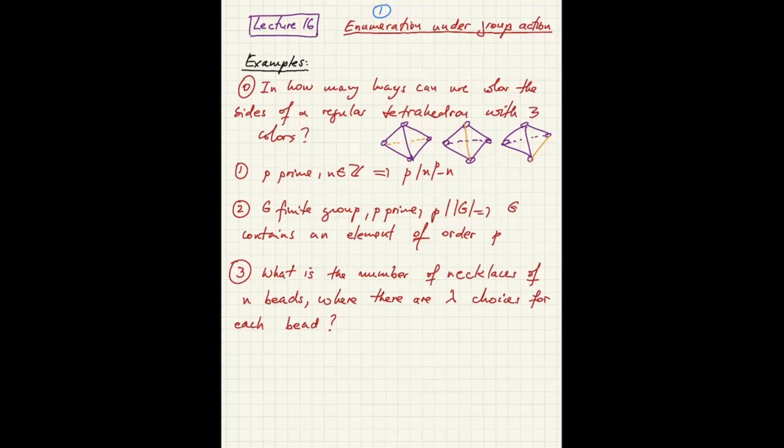And the last example that we have is somewhat similar to the first one in the sense that we have a clear counting problem, and we're asked what is the number of necklaces of n beads where we have, let's say, lambda choices for each bead. In this situation, 2 necklaces are the same if we can get one from the other by a circular shift of the beads. So let's get started.